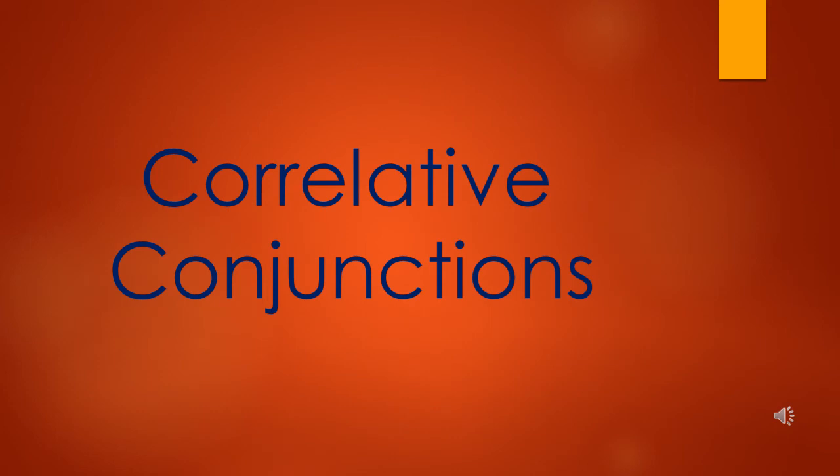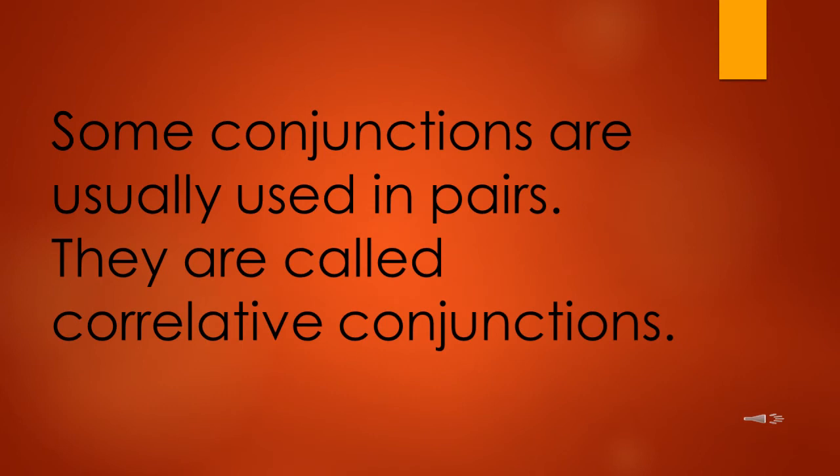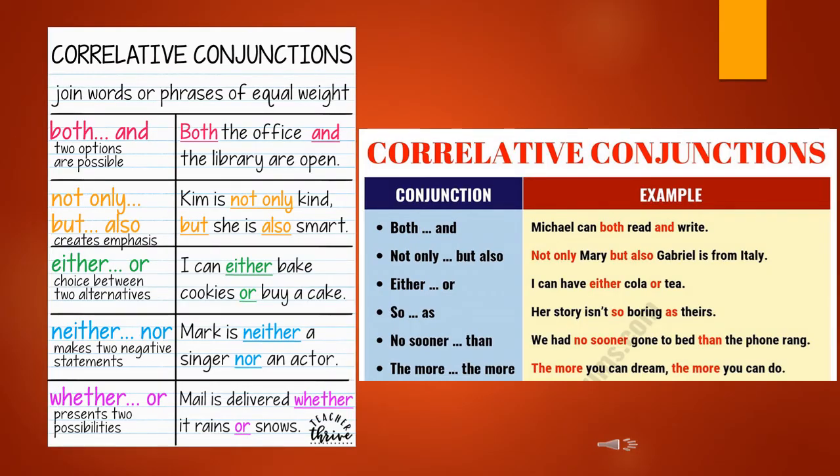Now students, the next topic is correlative conjunctions. Now we are going to study what correlative conjunctions are. So what are correlative conjunctions? Some conjunctions are usually used in pairs. They are called the correlative conjunctions. Students, the conjunctions which are used in pairs are known as the correlative conjunctions.